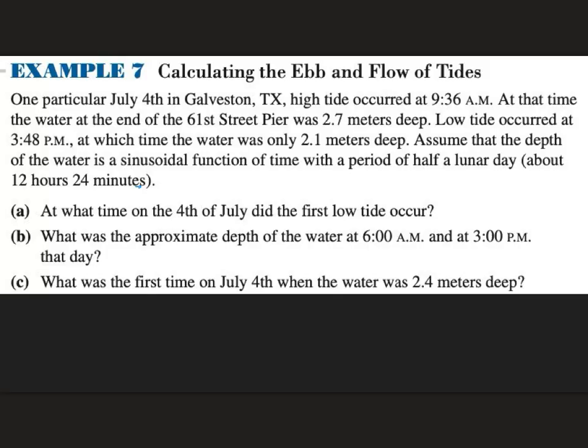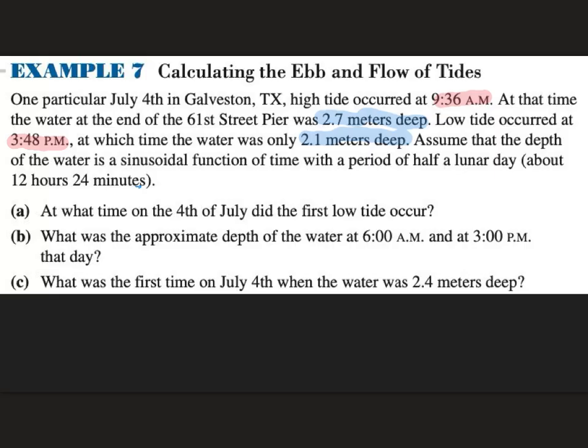So on July 4th, Galveston, Texas, high tide occurred at 9:36 a.m. This is a time, which lets us know that time is our input. The West Street Pier was 2.7 meters deep. All right, so now we have a height. This is our Y. Low tide occurred at 3:48 p.m. This is a time, and it was only 2.1 meters deep.